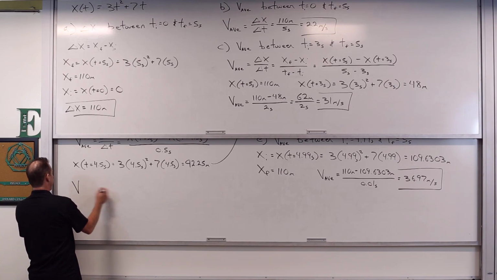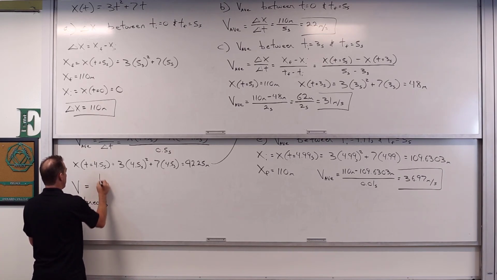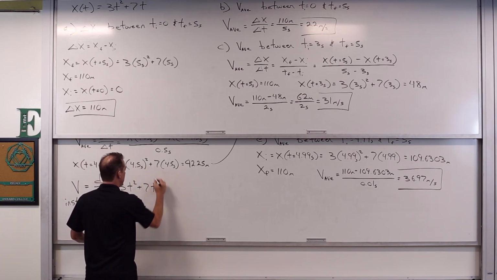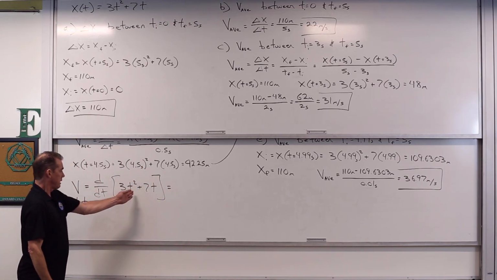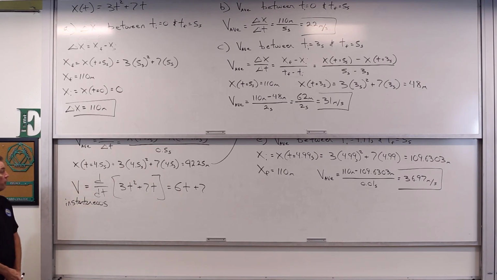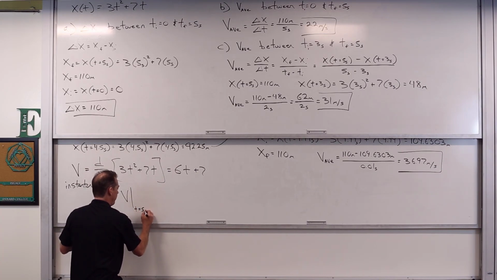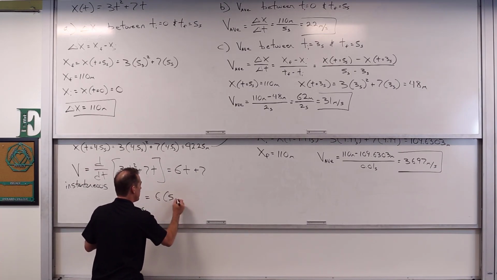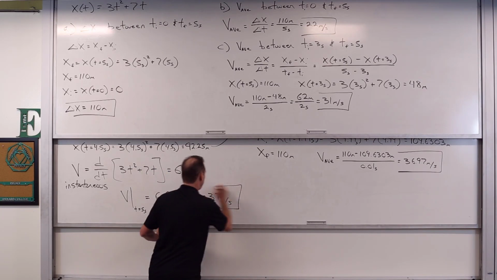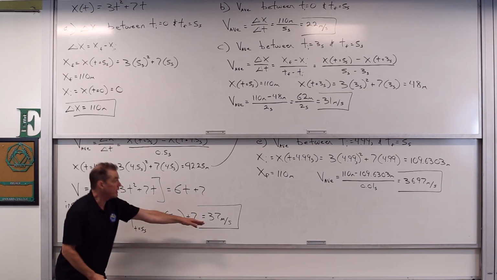Those of you that know a little calculus, we could do this. v instantaneous would be equal to the time derivative of 3t squared plus 7t, which would be equal to 6t plus 7. So there would be the function that describes the velocity with respect to time. We could evaluate this. v evaluated at t equals 5 seconds would be equal to 6 times 5 seconds plus 7, which is 37 meters per second. The true instantaneous velocity of this object at t equals 5 seconds is 37 meters per second.